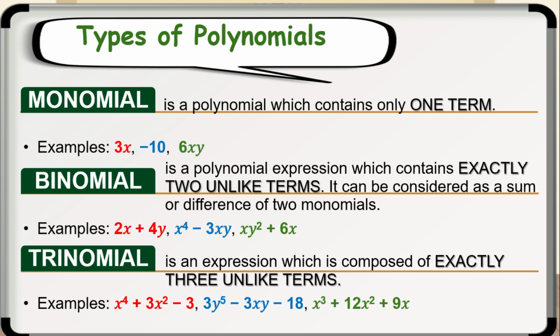Trinomial is an expression which is composed of exactly three unlike terms. Examples: x raised to 4 plus 3x squared minus 3, 3y raised to 5 minus 3xy minus 18, and x cubed plus 12x squared plus 9x. Note that if it has more than three terms, it will be generally called a multinomial or polynomial.